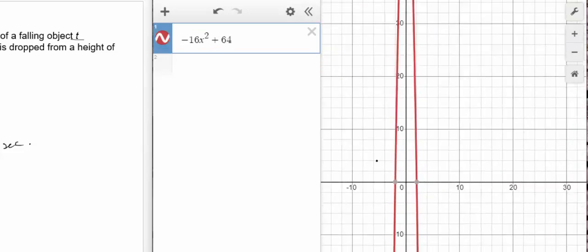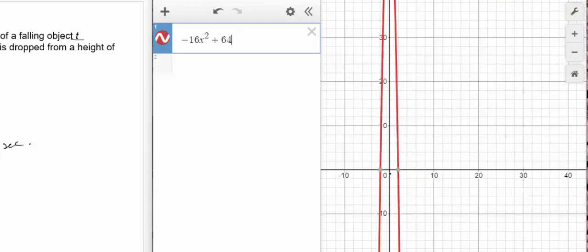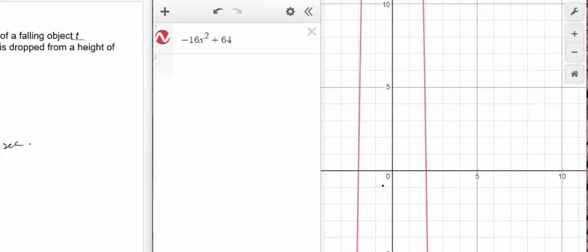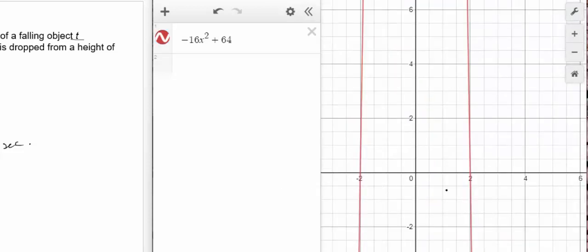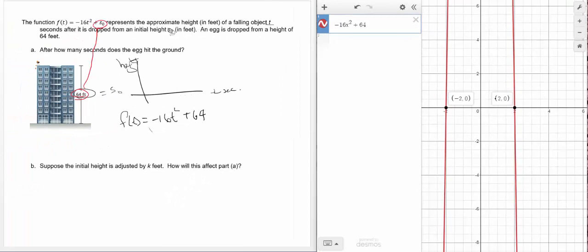Here's the graph. If we want to zoom out, we can see the whole thing. That's not really that important because the only thing we care about are the zeros, and there happen to be two of them. Desmos will find these zeros, we just click on them. They happen to be negative 2 and positive 2. So after how many seconds does the egg hit the ground? It's at height 0 after 2 seconds. Note it could be at height 0 after negative 2 seconds, but negative 2 doesn't make any sense in the context of this problem. So t equals 2 seconds when it hits.